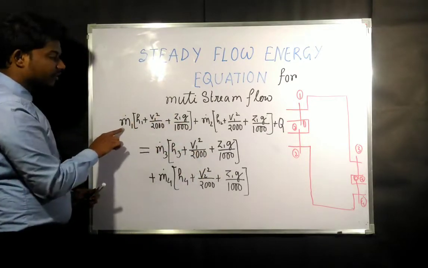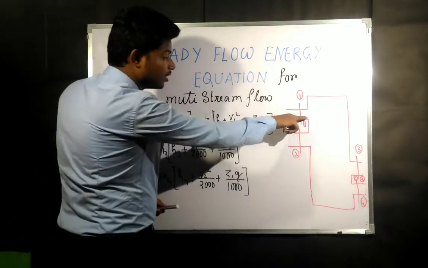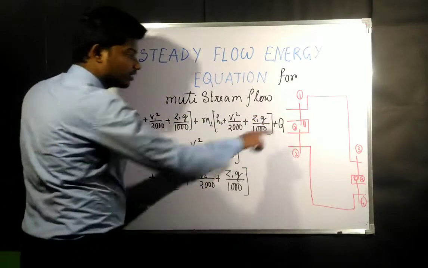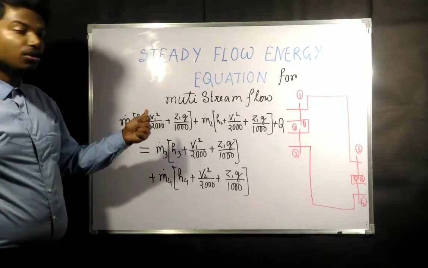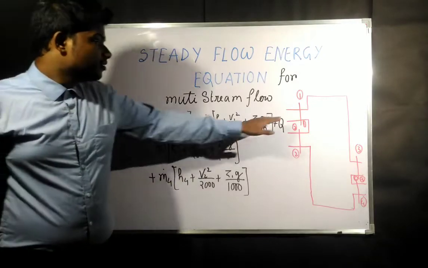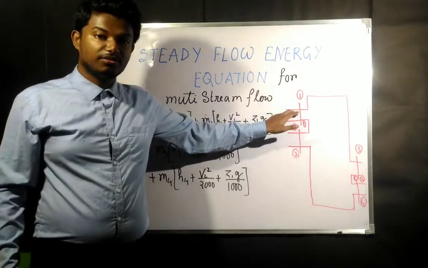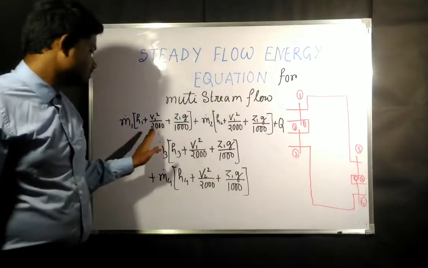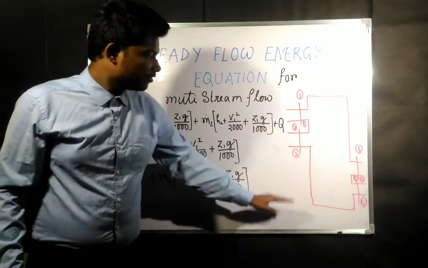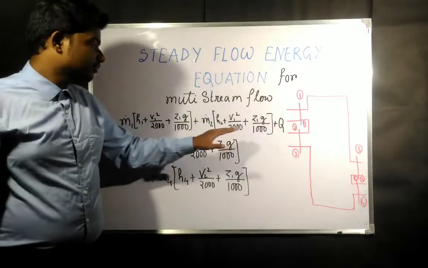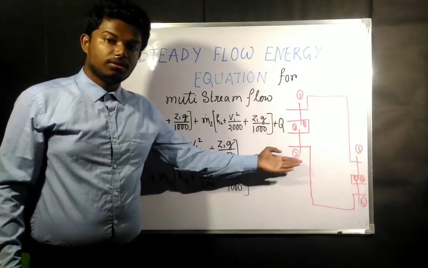On the left hand side we have written m dot 1, that is the mass flow rate through this passage. So m dot 1 into h1 plus v1 square by 2000 plus z1 g by 1000. That means m dot 1 is the mass flow rate, h1 is the enthalpy of the fluid coming in through this passage, v1 is the velocity, and z1 is the height of this passage from the datum. Similarly, all the values will correspond for section 2.